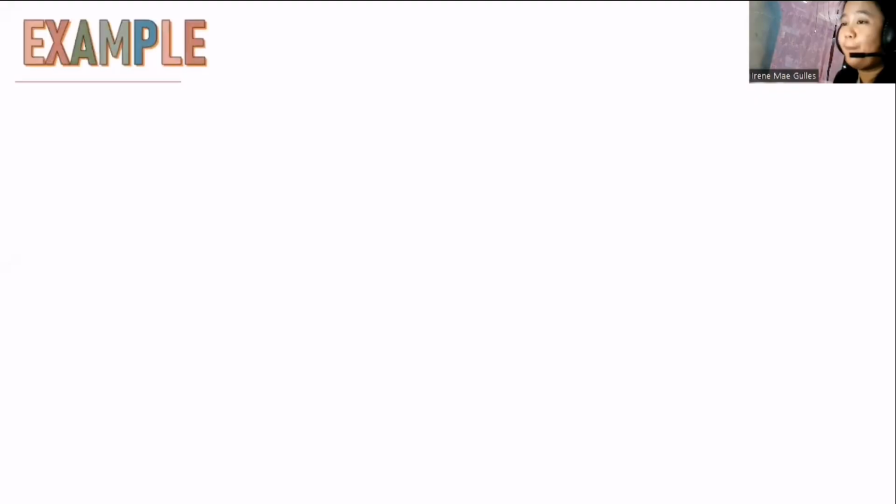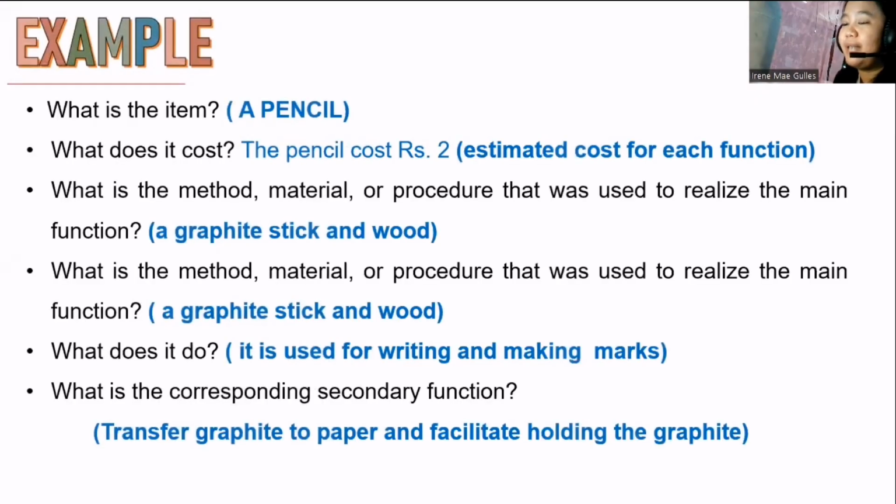So, for example, what is the item? This question should be answered with the specific item or product you are introducing. An example for our product is a pencil. What does it cost? It should be answered with an estimated cost for each function. What is the method, material, or procedure used to realize the main function? It defines what method, material, or procedure was used to make the product function. For our product, pencils, the material used is a graphite stick and wood.